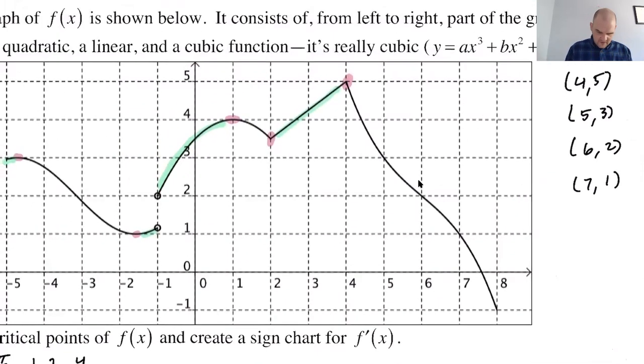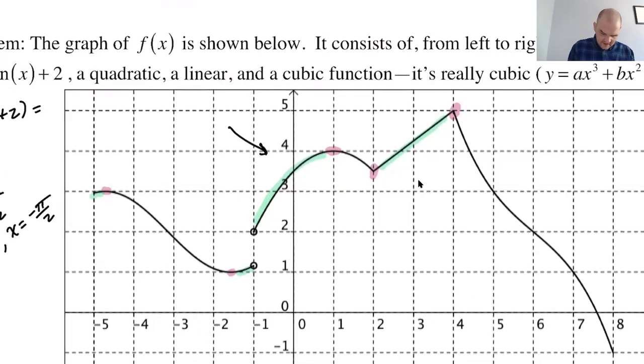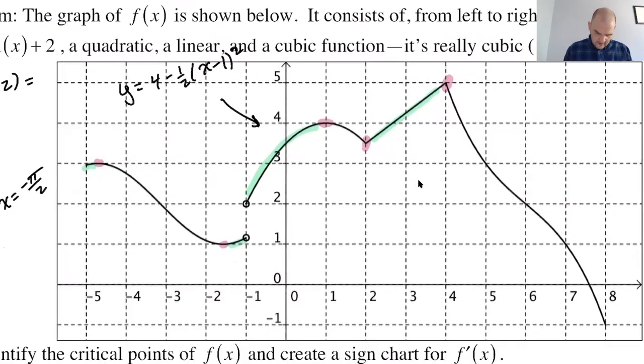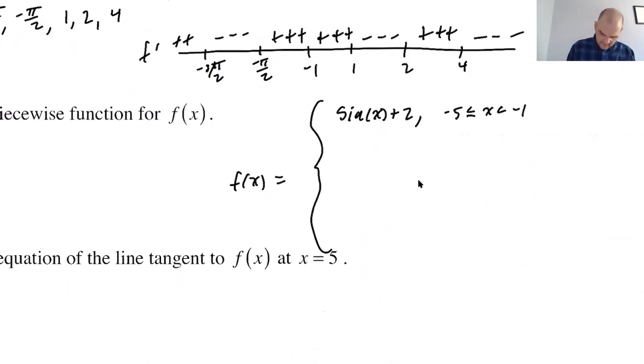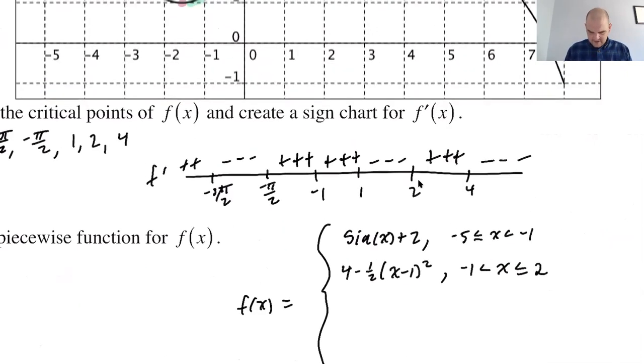All right, I need to find the equation of this parabola, and there's a lot of ways you can do this. I'm going to say y equals, so the vertex is 4. And if I move over 1, I go down 1/2. If I move over 2, I go down 4. So it's going to be 4 minus 1/2 (x minus 1) squared. And that's between -1, also not inclusive, and then we could include it at 2. You could also include 2 for the line segment. It doesn't make a difference.